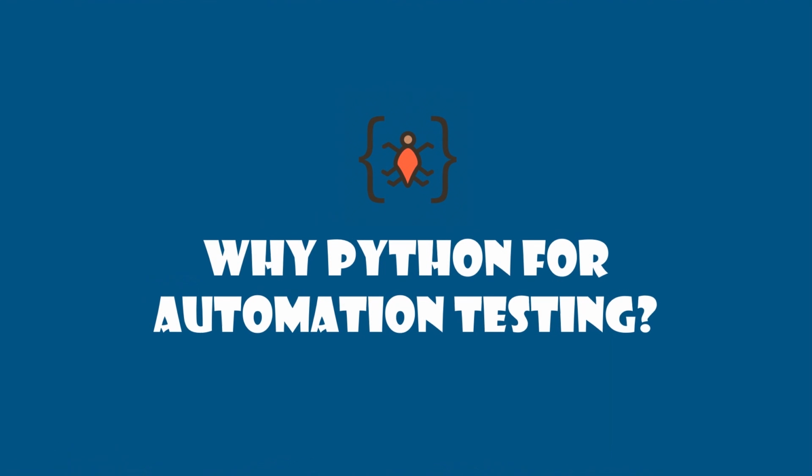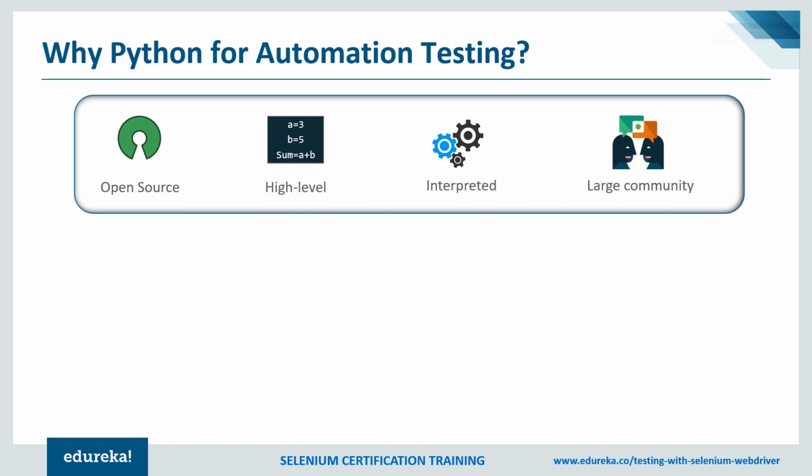Now, let's move further and understand why Python is a preferred programming language for automation testing. Python is extremely simple and easy to learn. It's a very powerful language, and it closely resembles the English language. So what contributes to its simplicity? Python is free and open source. It is high level, interpreted, and blessed with a large community.